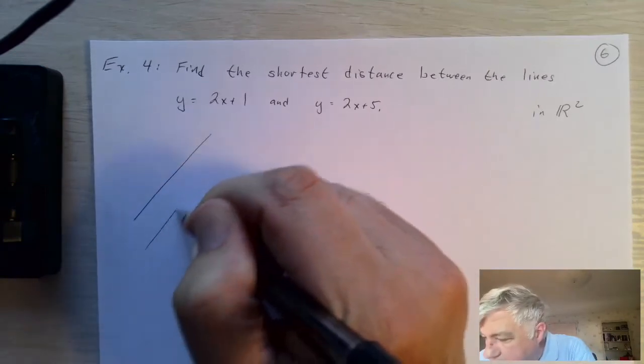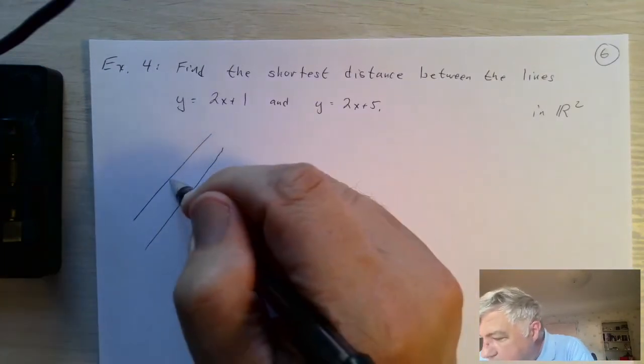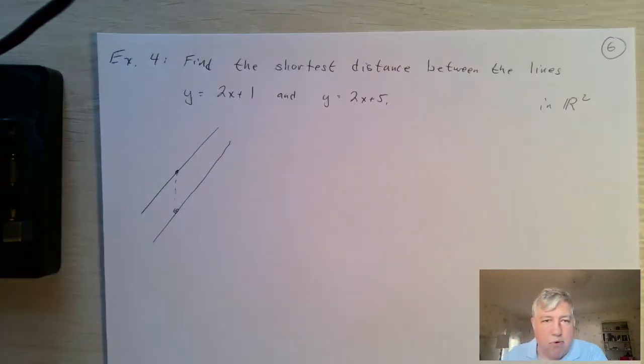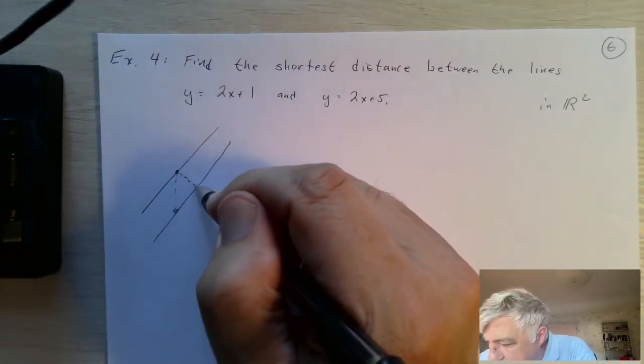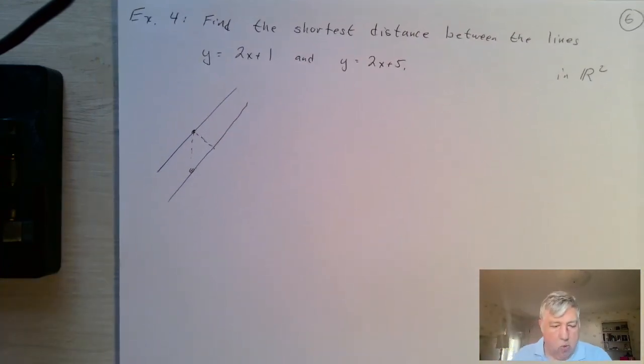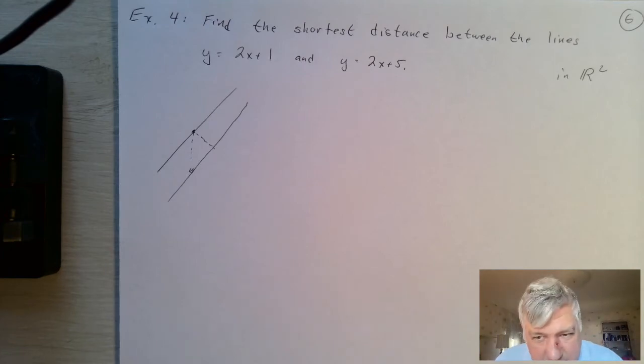If these are parallel lines, we know that this vertical distance is always going to be 4. But what we're really interested in is this distance right here. Well, the way we can do this is we can use our projection, our friend the projection.